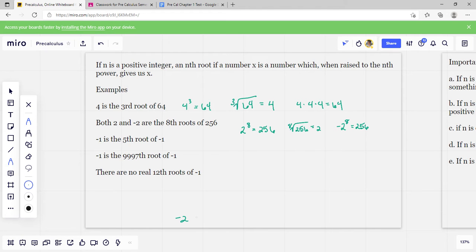So negative 2, 3, 4, 5, 6, 7, 8. Remember, 2 negatives cancel each other, and it's all positive. Now it's 2 times 2 times 2, and we get 256. The positive root is always called the principal root, okay? So the positive 2 right there is going to be your principal root.